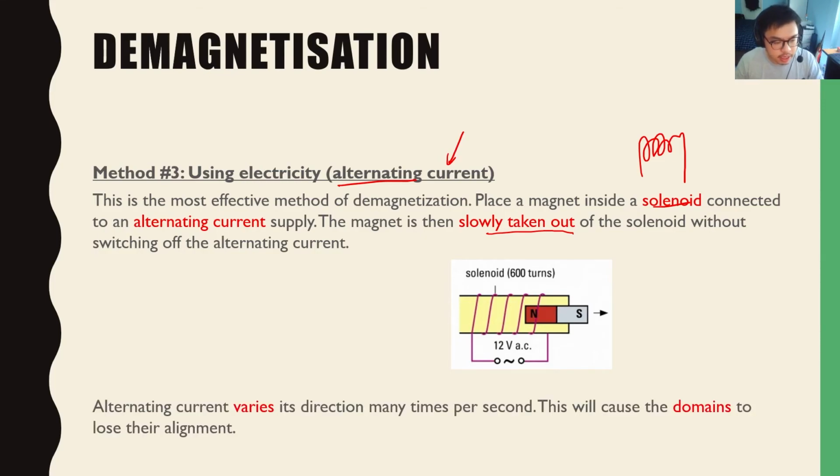So why does this happen? That's because, if you know, alternating current has current that varies. So alternating current has current that changes all the time. Sometimes it flows forward, sometimes it flows backwards, sometimes it's bigger, sometimes it's smaller, and this will cause the domains in the magnet to lose their alignment.